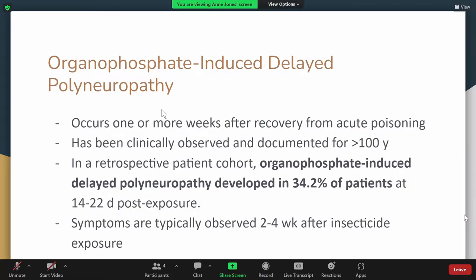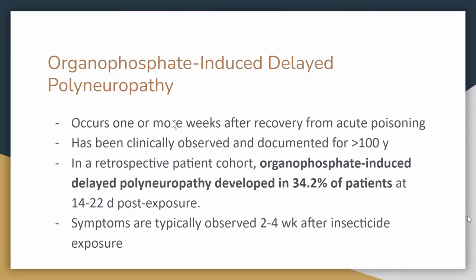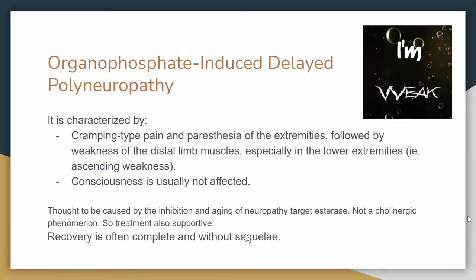Then the last thing that you can see is this organophosphate-induced delayed polyneuropathy. It happens 1 or more weeks after they were exposed to the toxin, and it's been observed and documented for more than 100 years. One study showed that it happened in 34% of patients, so it's pretty common, usually happening 2 to 4 weeks afterwards. These people, instead of the proximal muscle weakness and the shortness of breath, come in with distal muscle weakness. So you might see ascending paralysis, similar to Guillain-Barré syndrome, in their lower extremities. You also see pain and paresthesias.